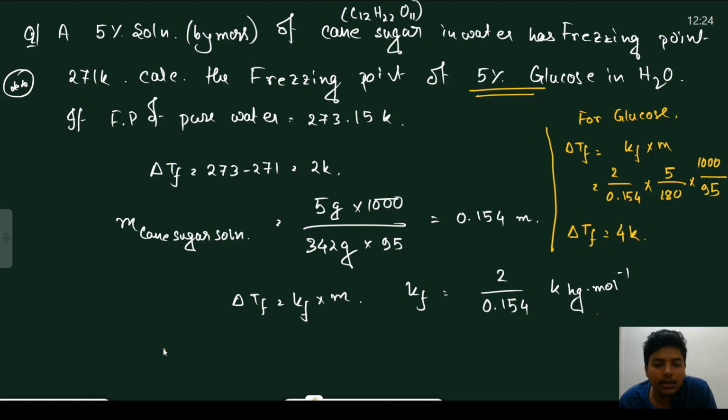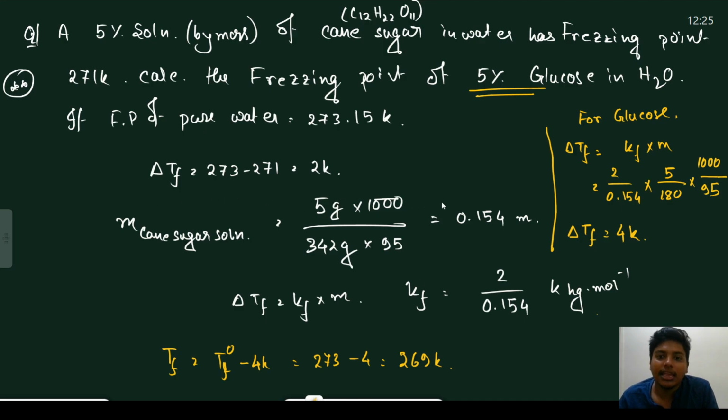So what is the Tf of the glucose solution? Tf is Tf naught minus 4 Kelvin. So what is the Tf naught value? 273.15, or 273, minus 4 is equal to 269 Kelvin. Clear? Clear or not?